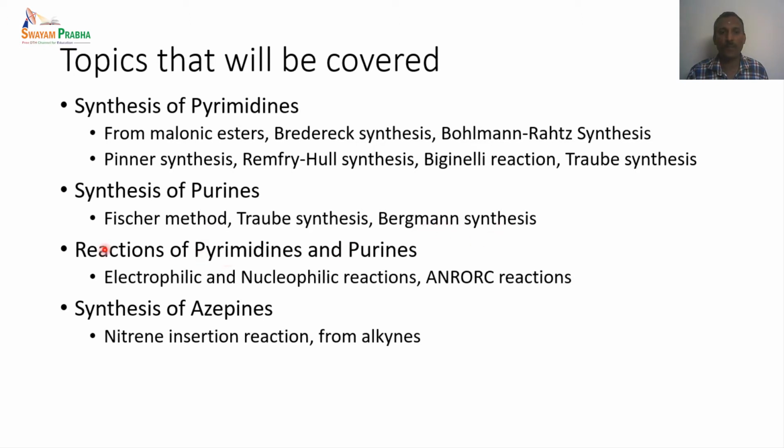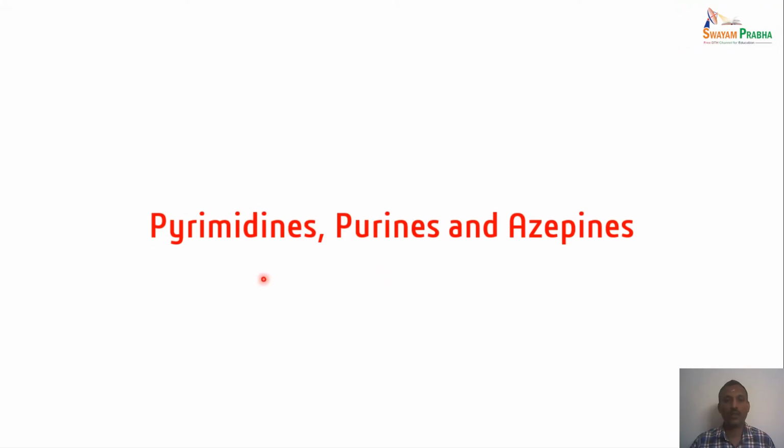Bergmann synthesis. In the case of reactions of purines and pyrimidines, we will be studying electrophilic and nucleophilic reactions and aromatic nucleophilic ring opening and ring closing reactions as well. And finally, we will be looking at azepine synthesis, mainly from nitrene insertion reactions and from alkynes. Let us now look at pyrimidines, purines and azepines.